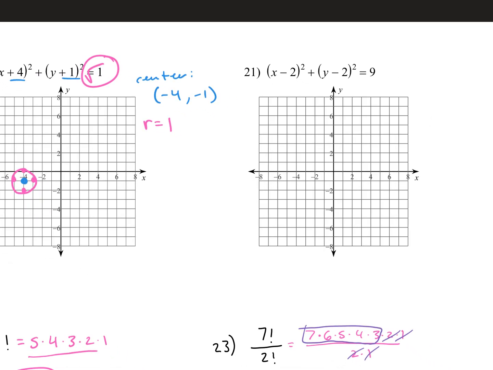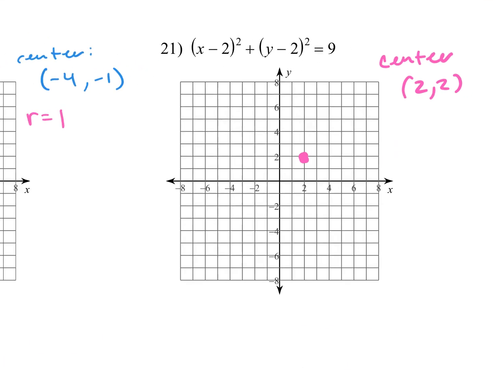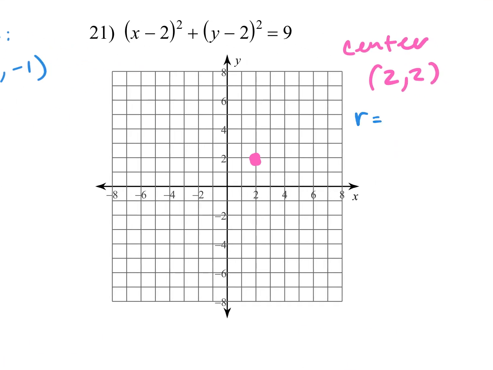So 21. What's our center here? 2, 2. So we go to the right 2 and up 2 and put a point. What's our radius here? 3. It's the square root of 9, which is 3. So how would I do the radius of 3? Up 3, right 3, left 3, down 3. And then we draw a circle.